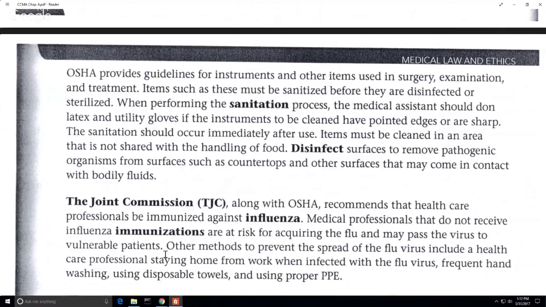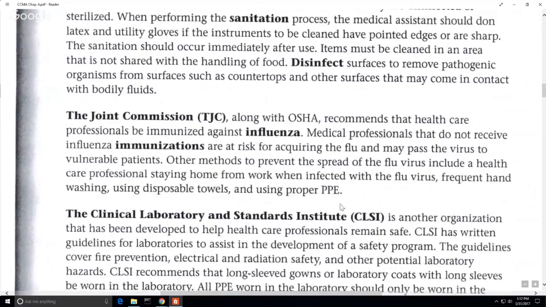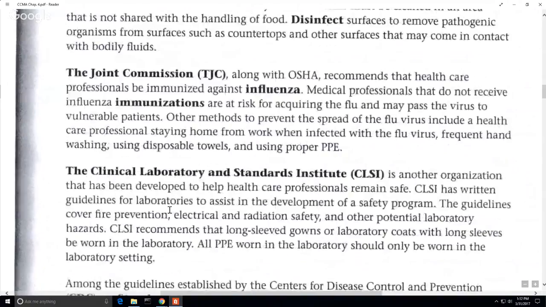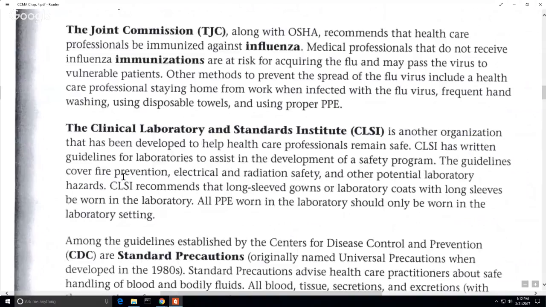Other methods to prevent the spread of flu virus include healthcare professionals staying home and not coming to work when infected with the flu virus, frequent hand washing using disposable towels, and using proper personal protective equipment. See, they have to wear the mask and the gloves and try not to spread any germs. If they are sick, they're supposed to stay home, not come to work.